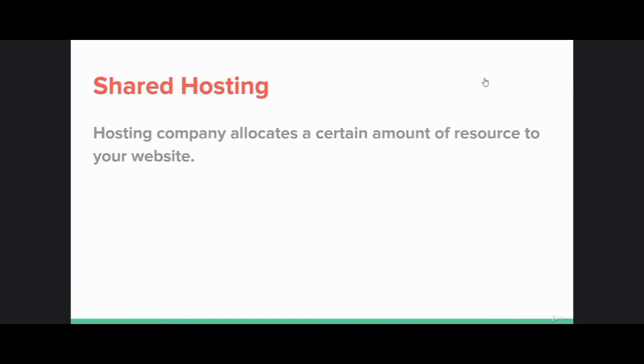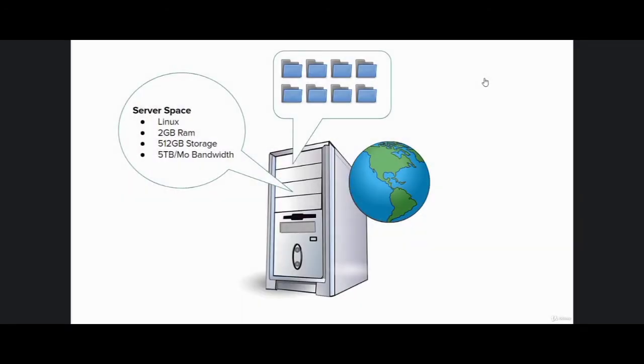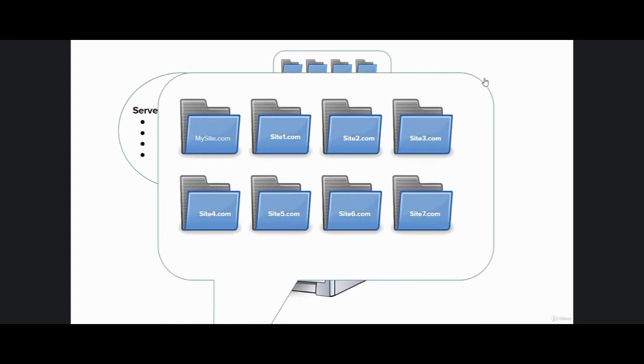With a shared hosting package, your host allocates a certain amount of resources to your website. This illustration shows us what this setup looks like. The server is configured with the Windows operating system. The entire server has a resource capacity of 2 GB of RAM, 512 GB of storage, and 5 TB of monthly bandwidth allocation. With shared hosting, your website would share these system resources with hundreds or even thousands of other websites, depending on the server capacity.